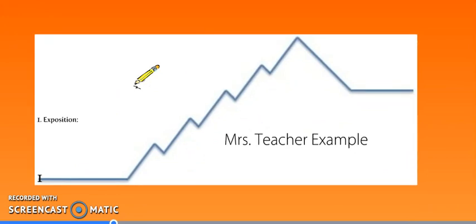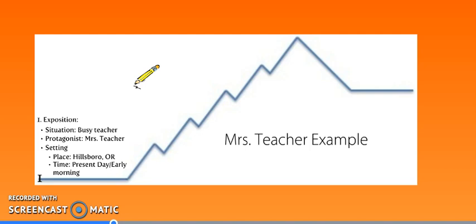We're going to be looking at the Mrs. Teacher example. Anytime you see this screen, you're going to be going down to the second page of your notes and writing in on the plot line what comes up on the screen. So we're going to start with number 1, exposition. In our little example story, we have a very busy teacher. Her name is Mrs. Teacher. She lives in Hillsboro, and this is taking place in present day, early in the morning. So that's all the information you need to know before the story really gets started. Pause and get that written down in your plot line.